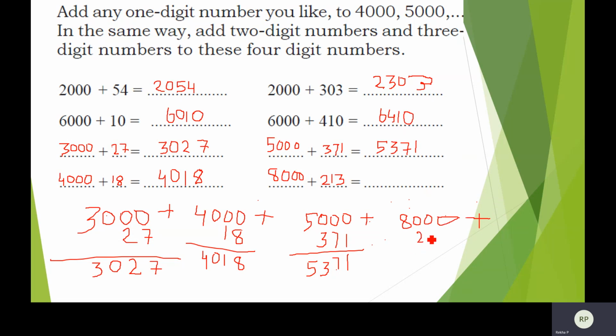Okay, let's write 213. So 0 plus 3, you will get 3. And 0 plus 1, you will get 1. And 0 plus 2, you will get 2. And 8, you can bring down to the answer directly. So we will get the answer as 8,230. Okay, so hope you understood adding large numbers.